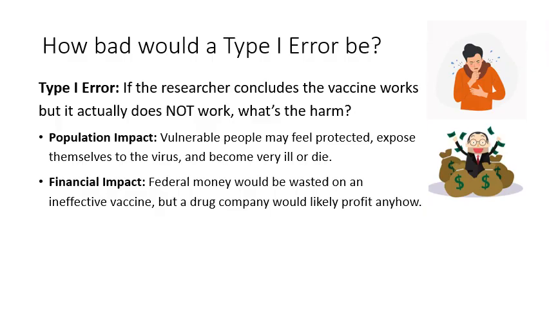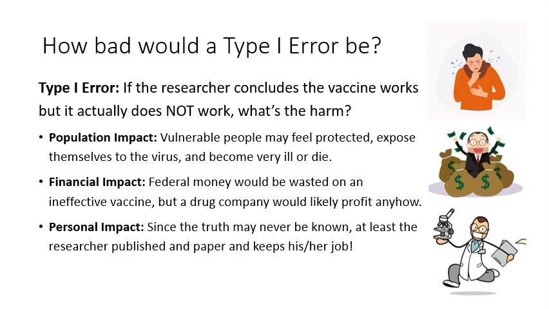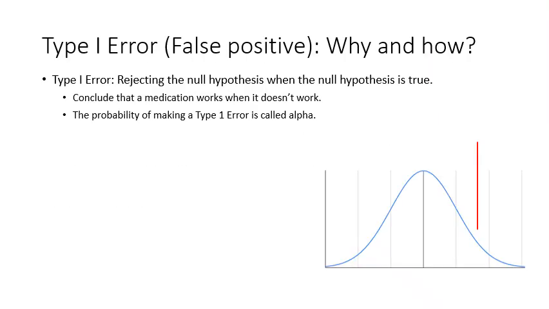But the drug company would make a lot of money, so that could influence some of this decision, possibly, hopefully not. And then there's a personal impact. Since the truth may never be known, if the researcher puts forward this vaccine and publishes a paper and so forth, well, they might have more success in their career. So, these are all the things and many more that might get weighed out. And so what do we do about this? Once again, I'm repeating some things I already said. The probability of making a type 1 error is alpha.